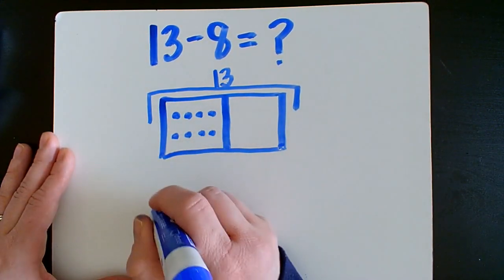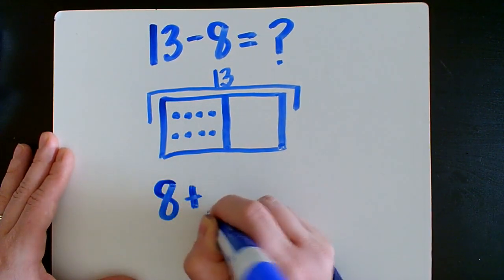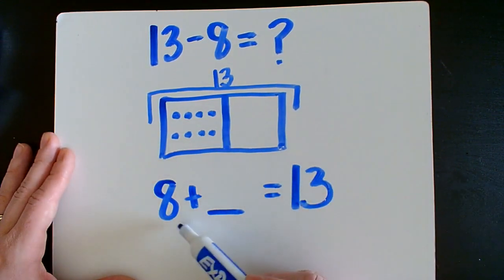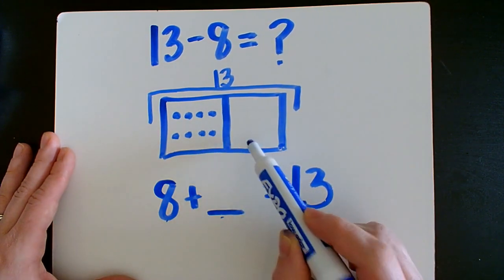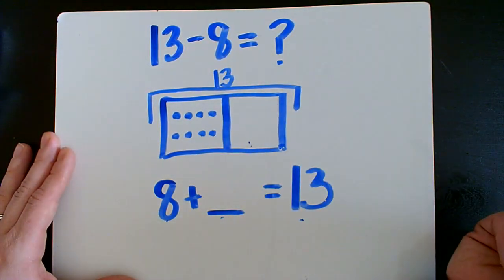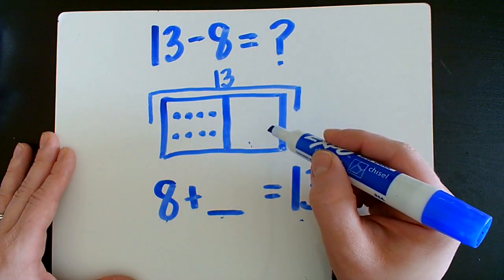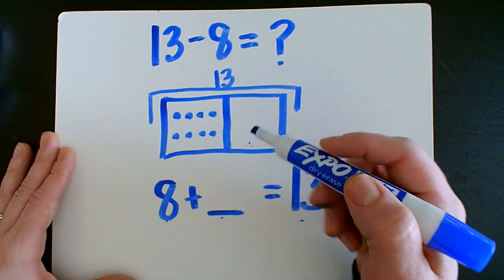I could even rewrite this. Maybe that could help. So if I rewrite it, I know this plus this equals 13. And so I'm not sure what the other part is to get to 13. Now, I could count on. I could make this a group of 10 and see how many more. I think I'm going to count on for my strategy.